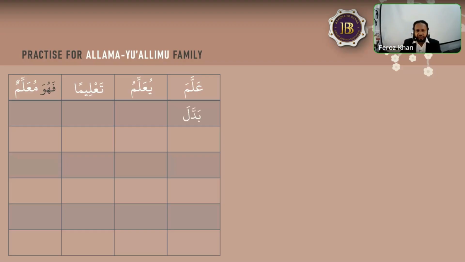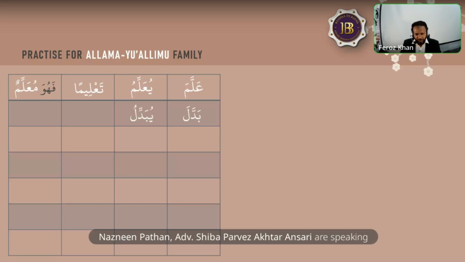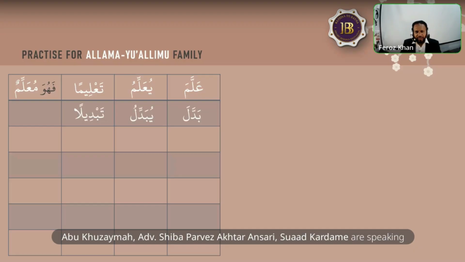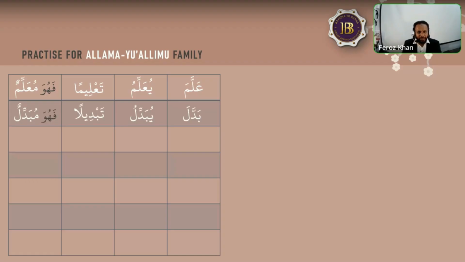Look at this. Baddala. Complete it. Anyone? Yubaddilu tabdilan. Mubaddilu. Fahuwa mubaddilun. The one who changes. Baddala means to change. Keep on changing. Why am I saying keep on changing? Because that is the Allama family. Not change once. Keep on changing. Badala, that is change once. Baddala, it's emphasis and repetition.